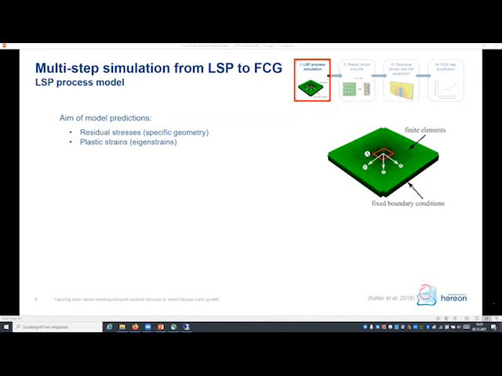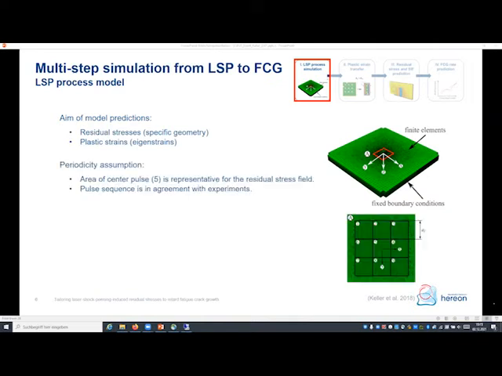And here I want to calculate plastic strains in an area where I assume periodicity. So the idea is that I simulate a small peening patch and say that the plastic strains in the center of the small peening patch do not change when I would increase the peening patch. This is a strong assumption, but it can be proven whether this is true or not. And in this case, of course, it's proven that it's true. So we can apply this assumption of periodic plastic strains. I come back to this in one slide.